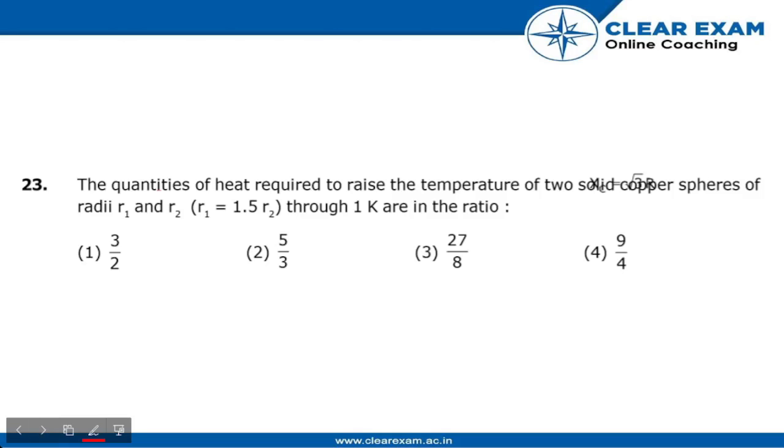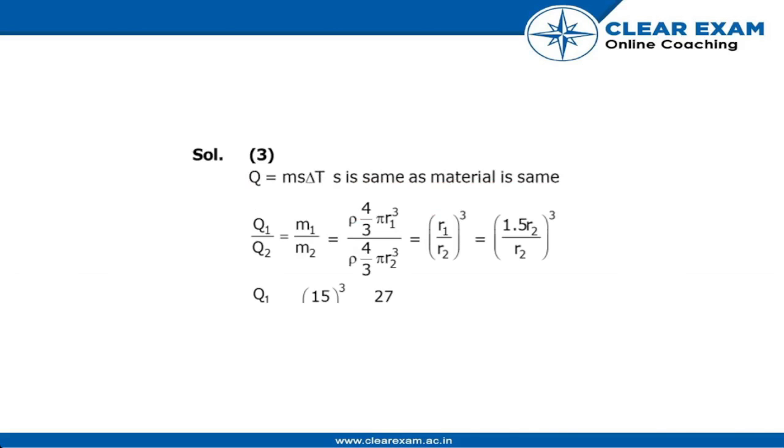Quantities of heat required to raise the temperature of two solid copper spheres of radii R1 and R2, where R1 is given by 1.5 R2, through 1 Kelvin are in the ratio. We know the formula for heat, Q is equal to m s delta T. S is the same as the material is the same, and delta T is given as 1 Kelvin.